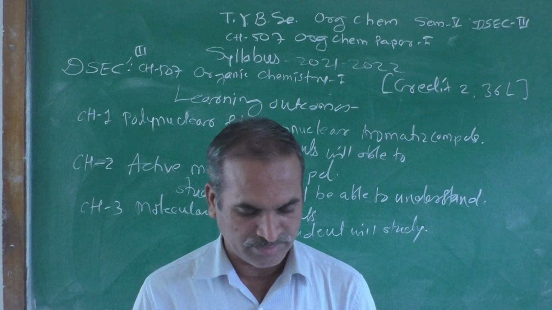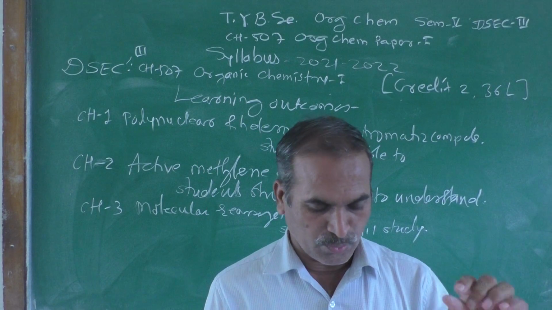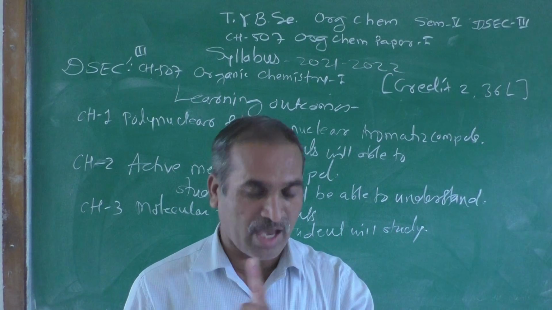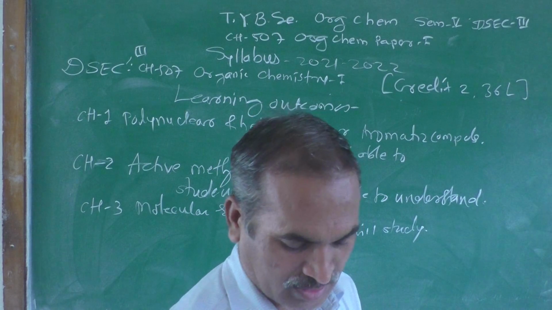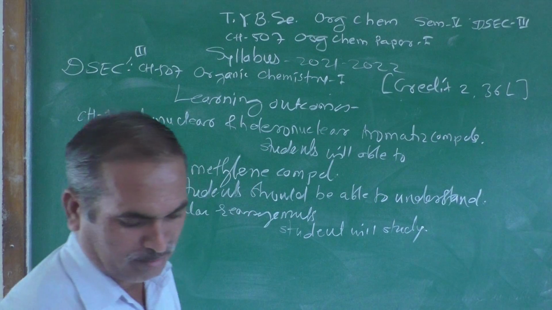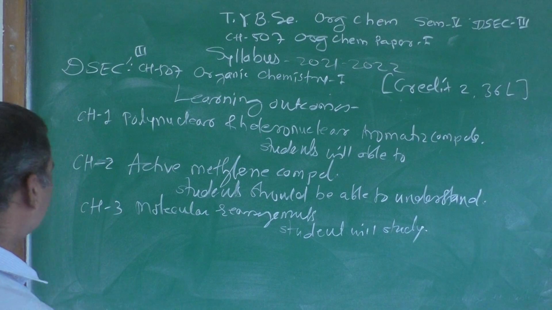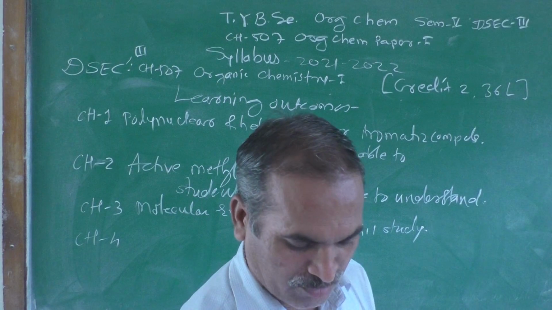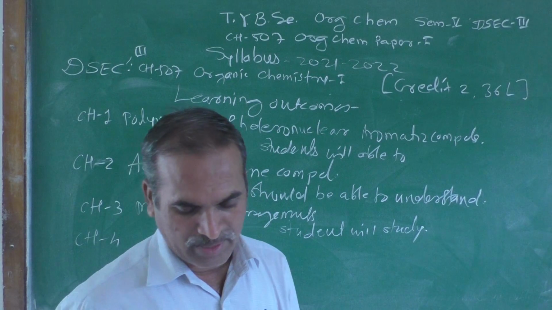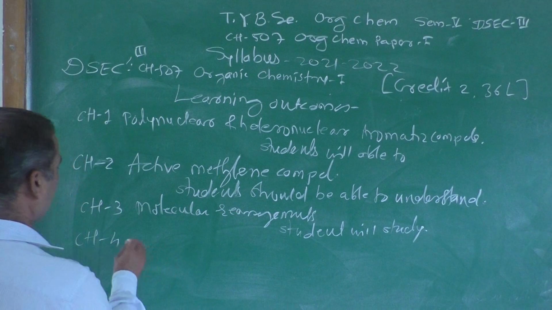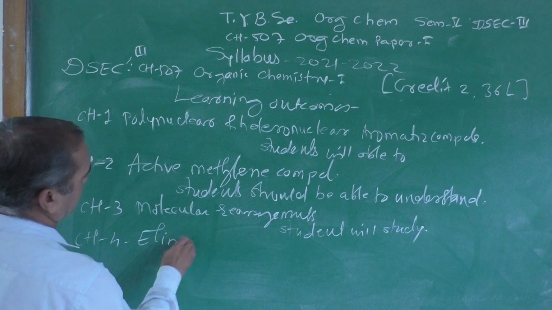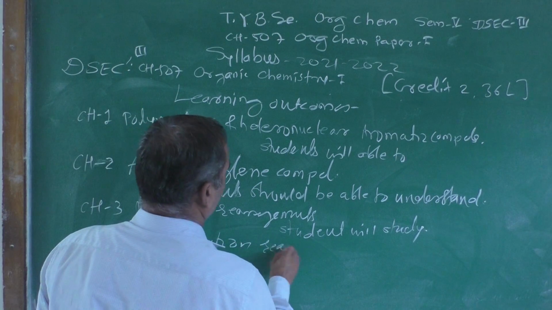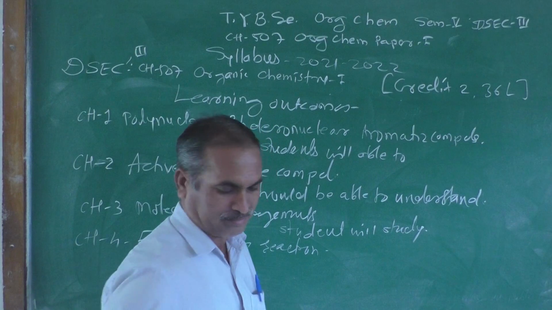Number 4, students will study electrocyclic rearrangement with their mechanism. And now lastly, chapter number 4 will be elimination reaction.